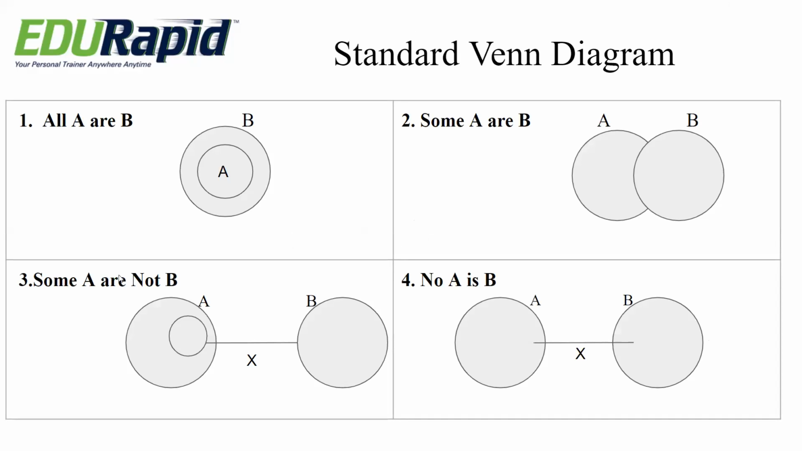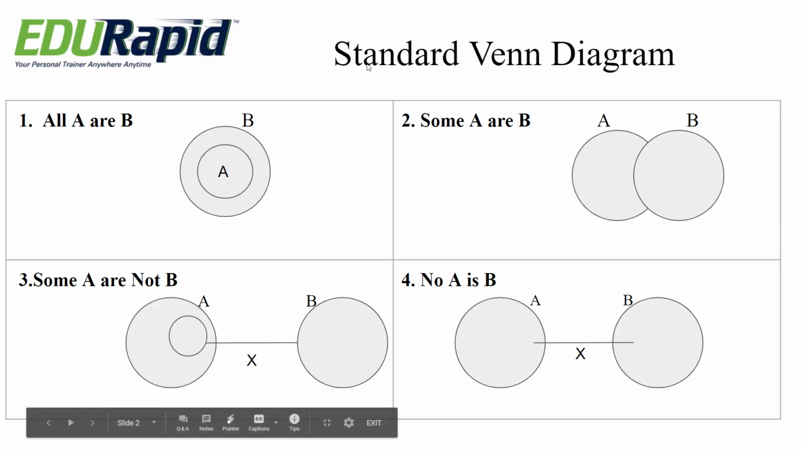This is the standard Venn diagram for syllogisms. Based on the given statement, we have to write down the Venn diagrams. Okay, here first one, all A are B. That means circle A lies inside the circle B. That means all A are B.